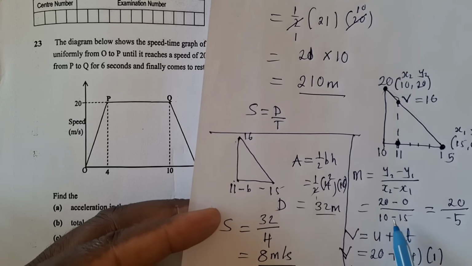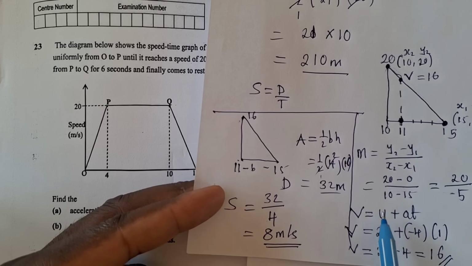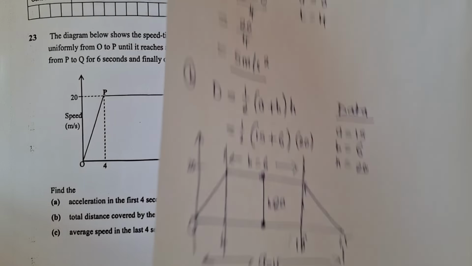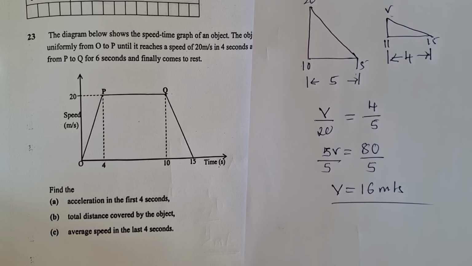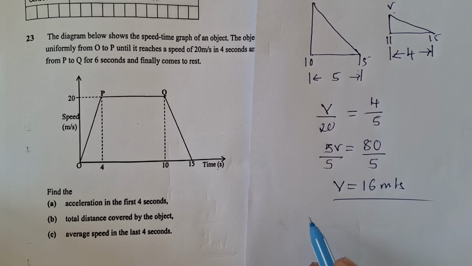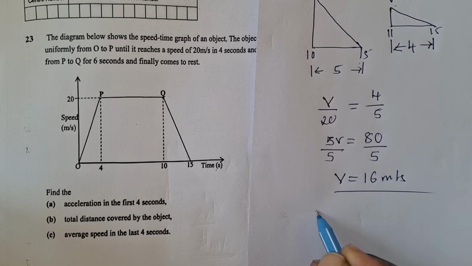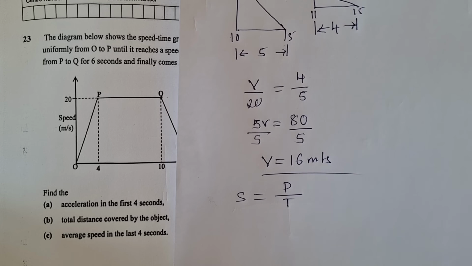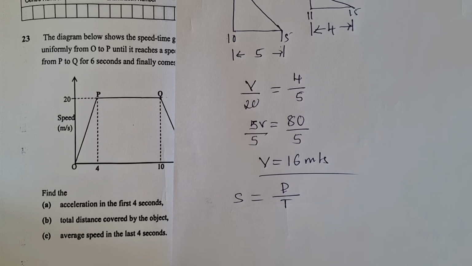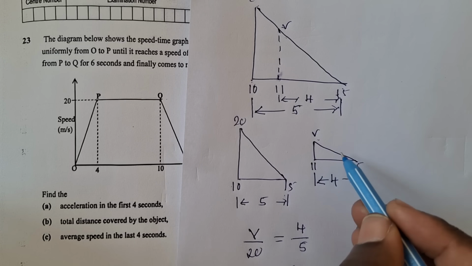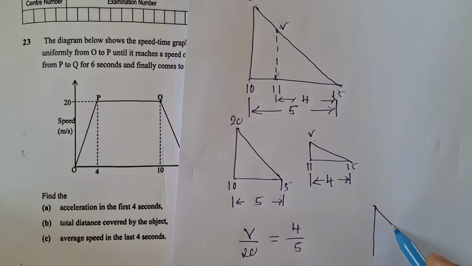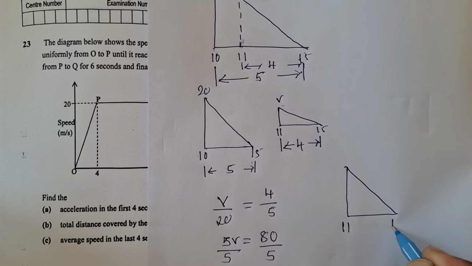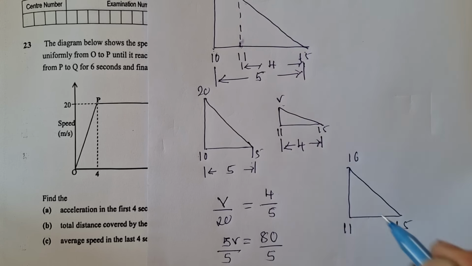So I've found the value of V, which we found right here. I think you saw this. It was right here. We found the value of V, the velocity. So once you find velocity, since we're looking for speed, speed is equal to distance over time. So now, what is our distance? Look at the shape that we're dealing with. It's this small shape. This is where we want to find the average speed. There is 11, there is 15, and there is 16 here.